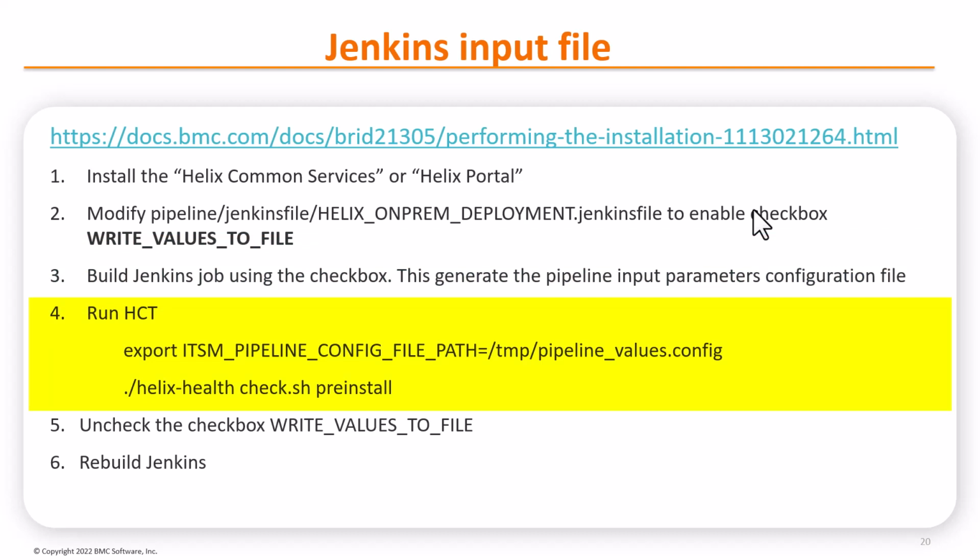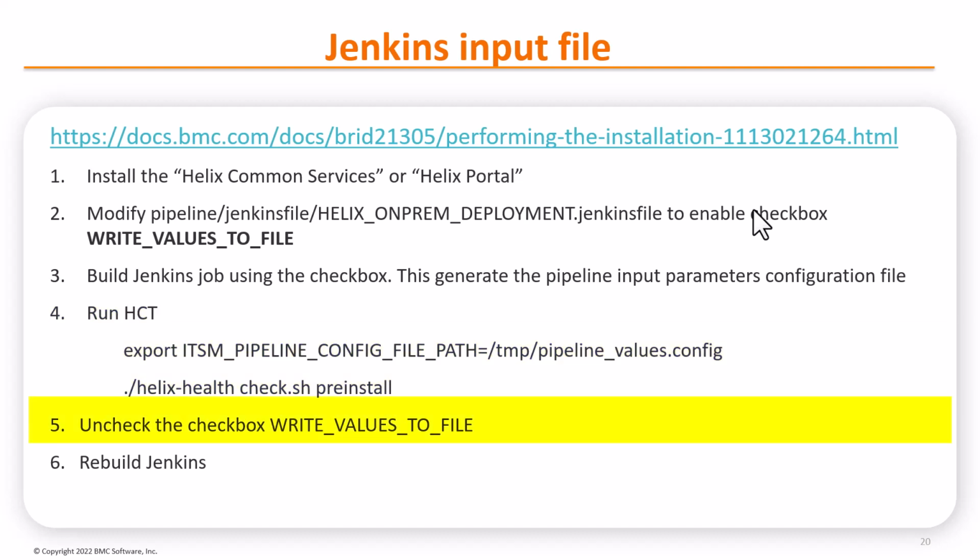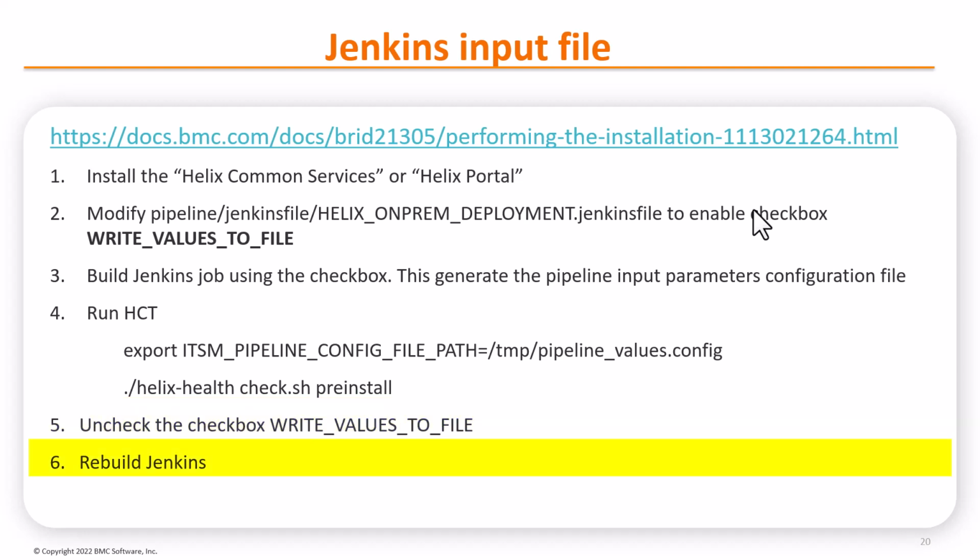Then in step 4, you run the health check tool. You need to export the variable ITSM pipeline config file path to the same flat file that we created in step 3 and then run the pre-install. Once the health check tool shows everything is okay, then uncheck the checkbox of write values to file and then rebuild the Jenkins job. After that point, follow the same process which is there in the documentation. Now let's see those steps in detail in the talk and also in the demonstration.